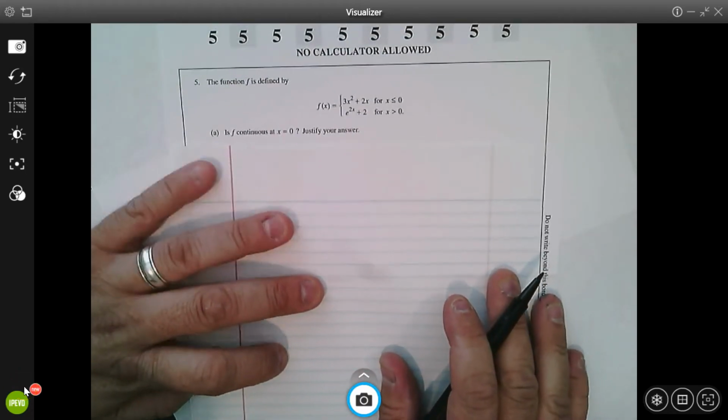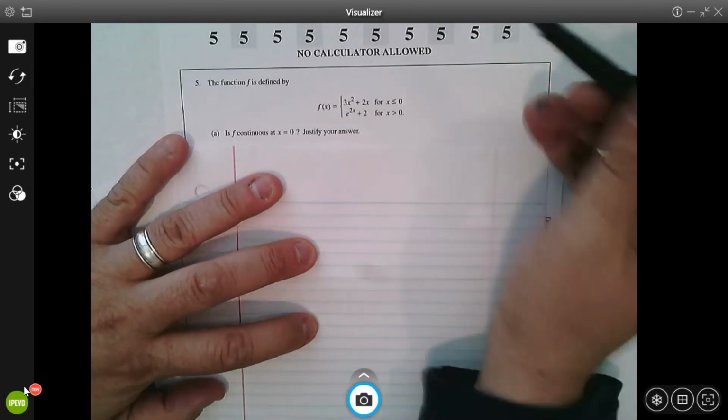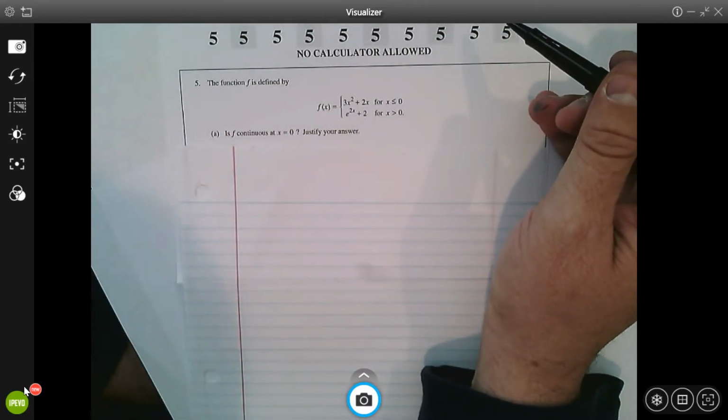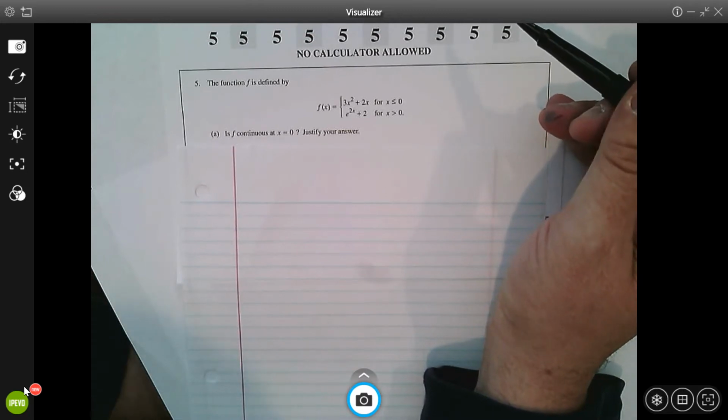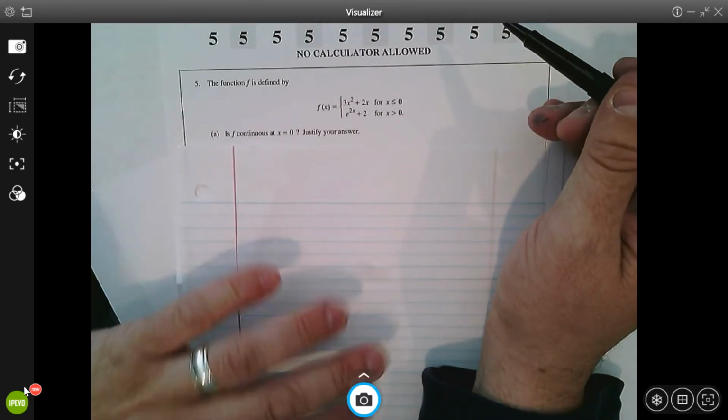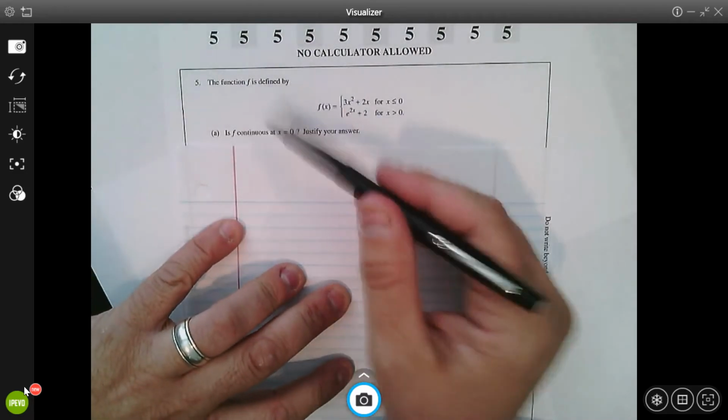All right, friends, here we are. This is question number 5 on the 2016 AB International Exam. And as you can see, no calculator is allowed on this question. So what do we have? We don't even have much here.